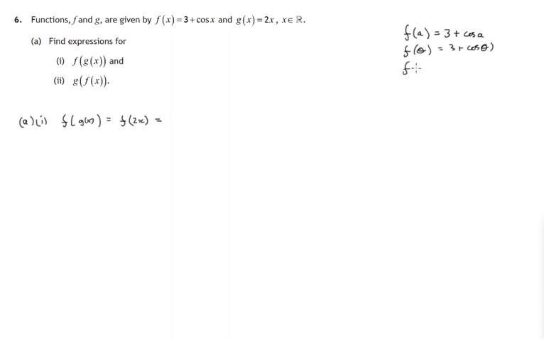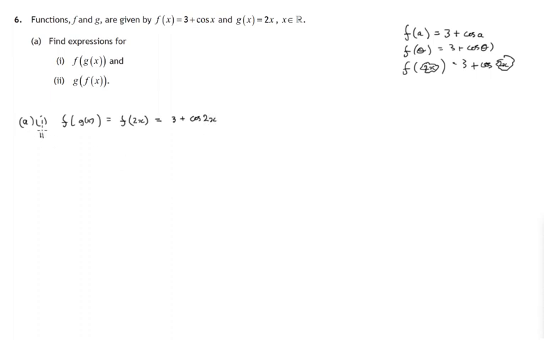If blob goes in, we'd have 3 plus the cosine of blob. And in this case, blob happens to be 2x. So we'll put 2x in, we get 3 plus the cosine of 2x. So there's our first expression.